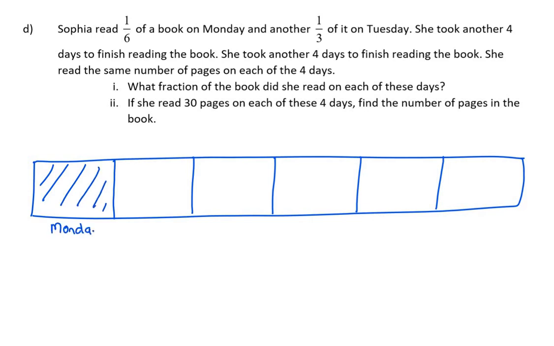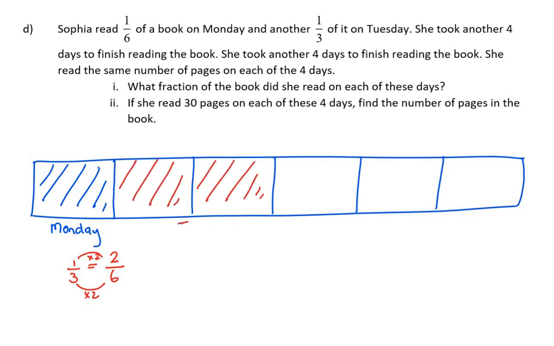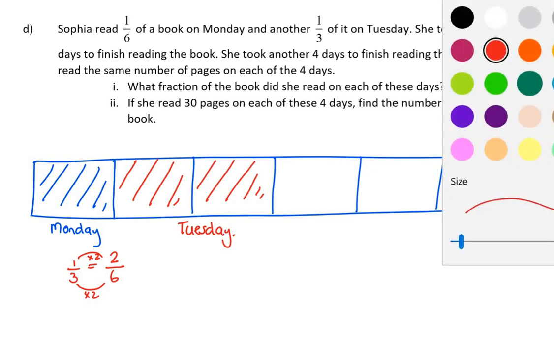And another 1/3 of it on Tuesday. Now, the problem is I've got 6 blocks. I don't have 3 blocks. So I need to decide, what does 1/3 equal out of 6, because how many blocks out of 6 will that be? So if I multiply by 2, I multiply by 2, I realize that it's 2 blocks out of 6 would be 1/3. So both of those blocks will be read on Tuesday. Now immediately I can tell you how much of the book she's read. She's read half the book without even doing much maths.